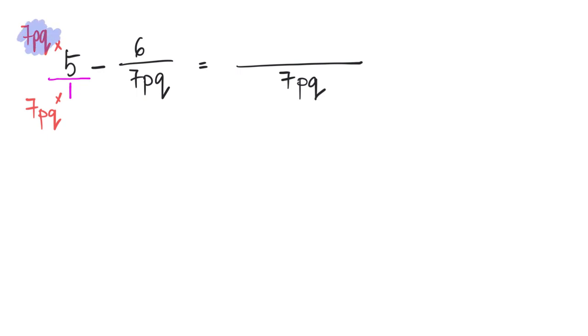So this will be 7 times 5, 35PQ, minus 6. And since I cannot factorize the numerator further, there is no common factor, this will be the final answer for this question. Let's move on to the next question.